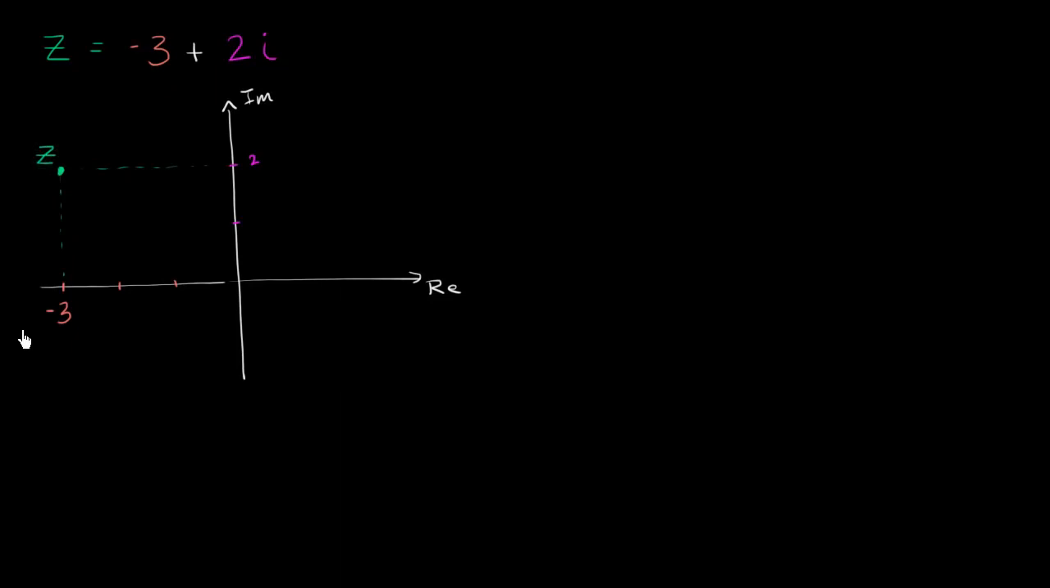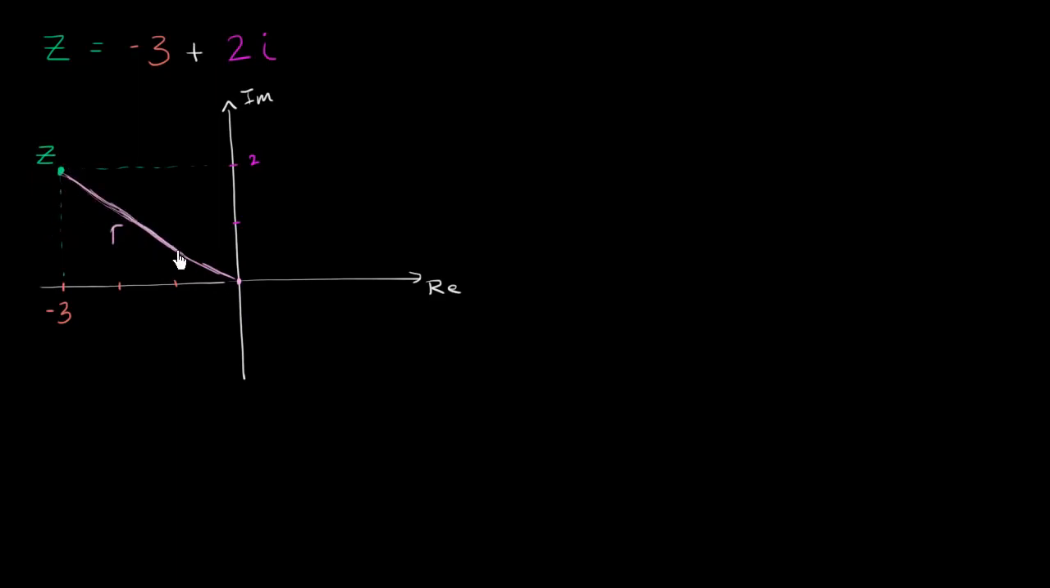Now what I want to think about are other ways to specify the location of z. In particular, instead of giving the real and imaginary parts, essentially the coordinates here, let's think about giving a direction and a distance to get to z. So for example, we could give the distance from the origin to z. Let's call this distance r. But that distance by itself isn't enough to say where z is. You have to say, in what direction do you have to go a distance of r to get to z?